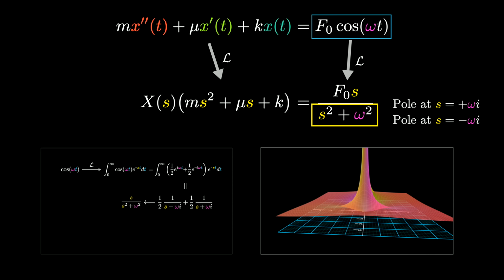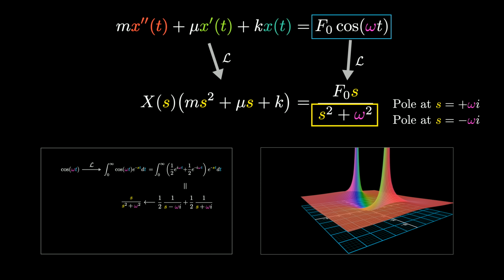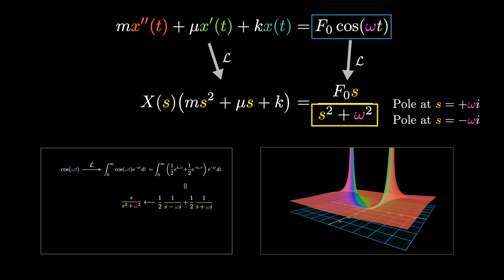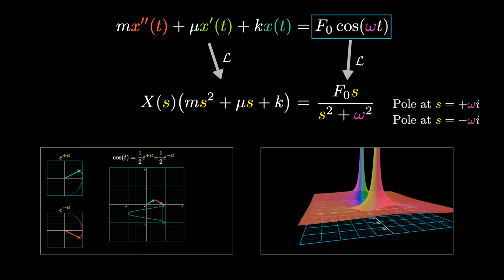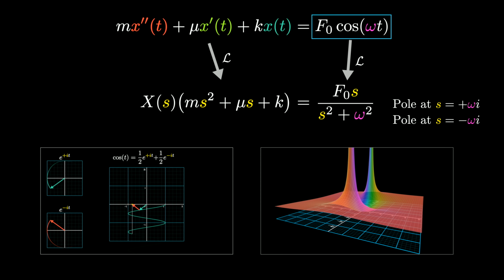What I really want to pop into your mind's eye when you see that in the denominator is the idea of poles at omega i and negative omega i, and with a nice intuition of the S-plane, that should feel in your bones like oscillation with the frequency of omega.